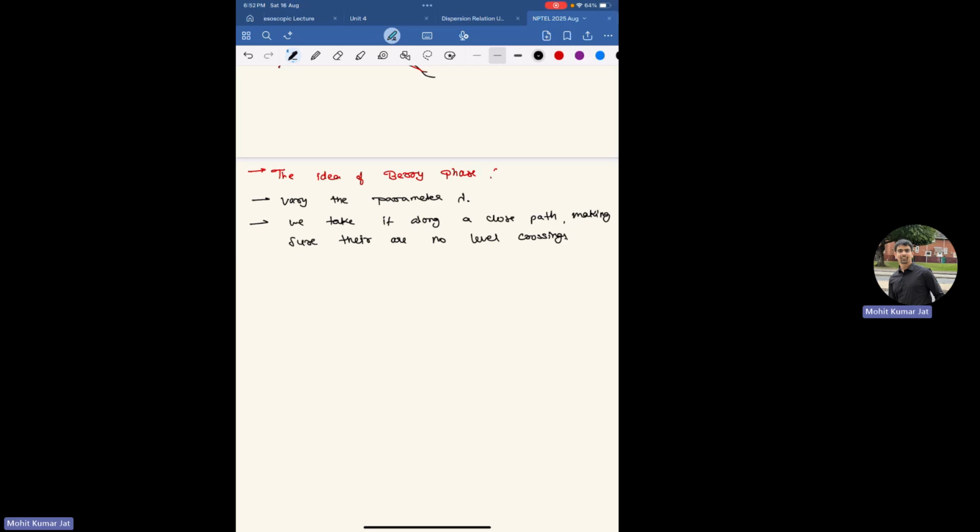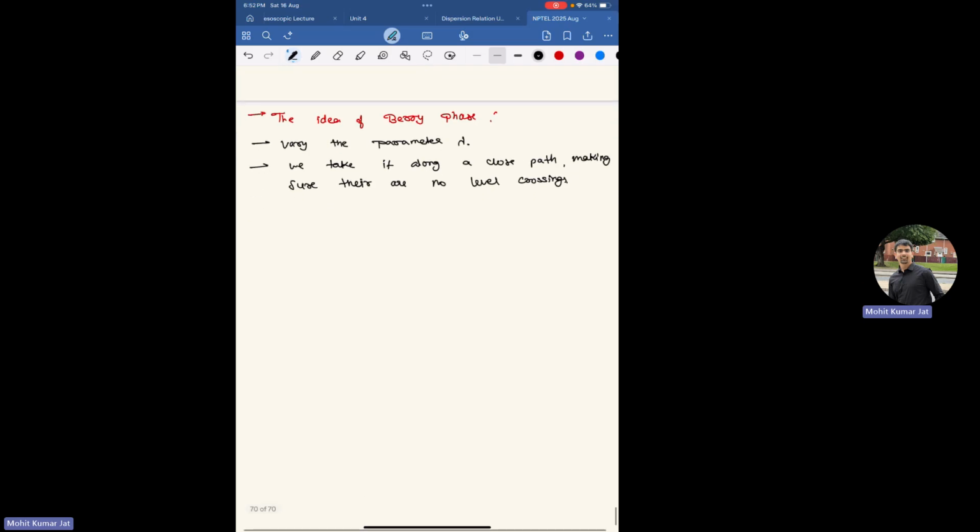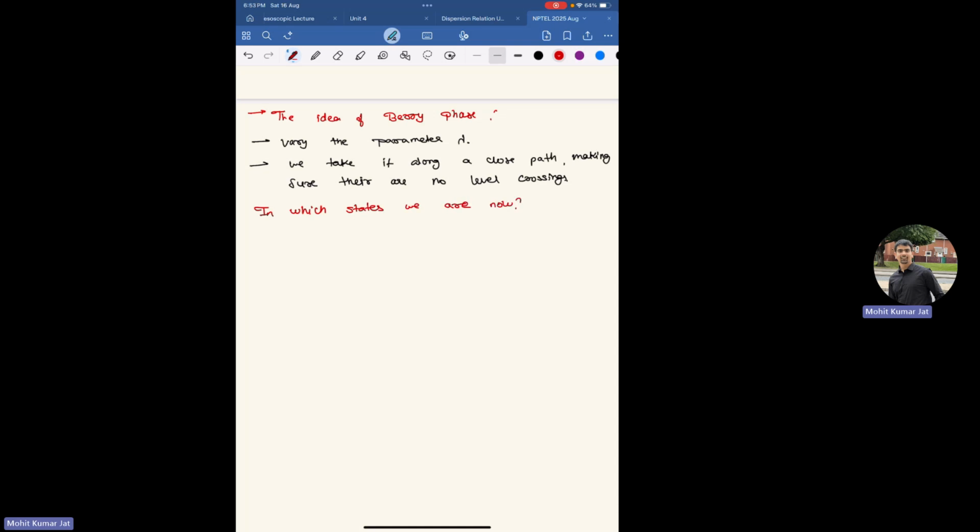And now the question is, in which state are we? So that's the question which is remaining. The adiabatic theorem tells us most of the answer, right? If we start in the ground state, we also end up in the ground state. That's what the adiabatic theorem tells. So the only thing left uncertain is the phase of this new state.